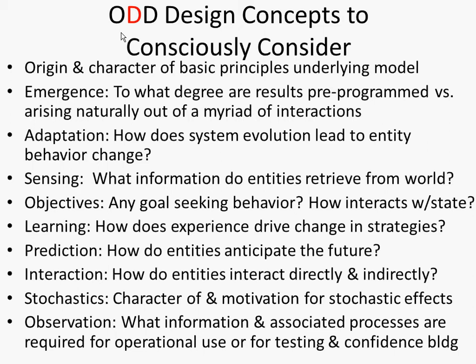So sensing, what information do they have? What information do they not have? They don't have information on what's over that, around the bend, what's over the ridge. And so the entities back up here, we're going to need to think about what information they are gathering from around them that allows them to change things. Objectives. Is there goal-seeking behavior?